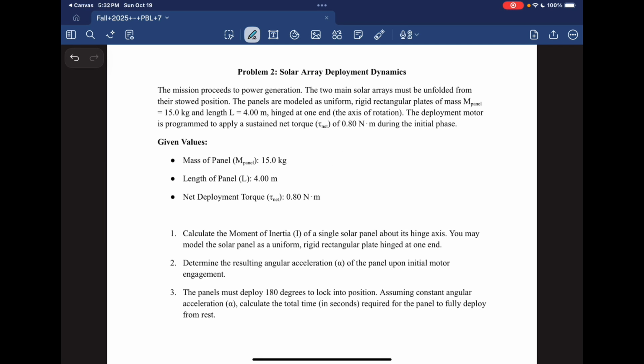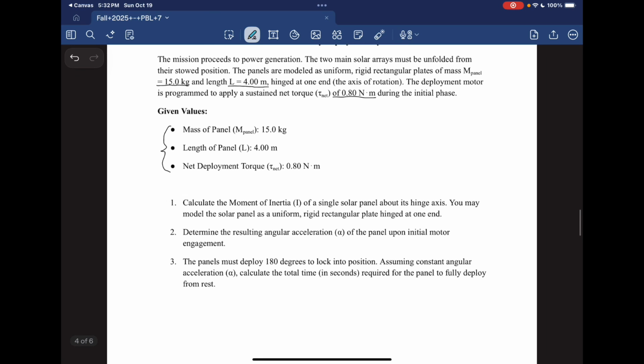For this next problem, we have two main solar arrays that must be unfolded from stowed position. Important information, we have that the mass is equal to 15 kilograms for each panel, and the length is equal to 4 meters, hinged at one end. The motor applies a sustained net torque of 0.8 Newton meters during the initial phase. And then all of that is summed up for us here.